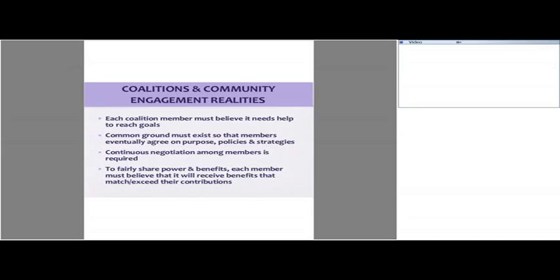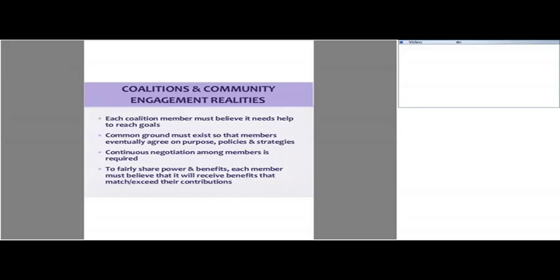And then finally, to fairly share power and benefits, every single partner has to believe that even though they know there are costs, there's going to be more benefits in participating collaboratively than there would be by working alone, and that in fact, it's going to be worth their effort. It's going to match or exceed the contributions or the things that they put into the work.